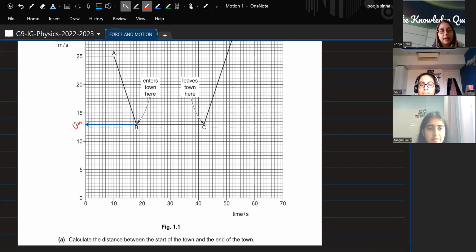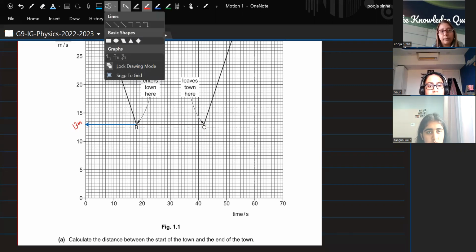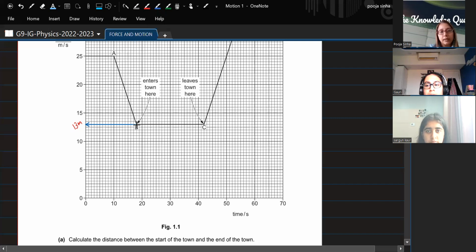So I'm saying, as Gauri said, at B and C the speed is the same, which is this speed. What is changing? The time. So if I find the area of this part, what will my answer be? Can we check and give an answer? I will check this point.